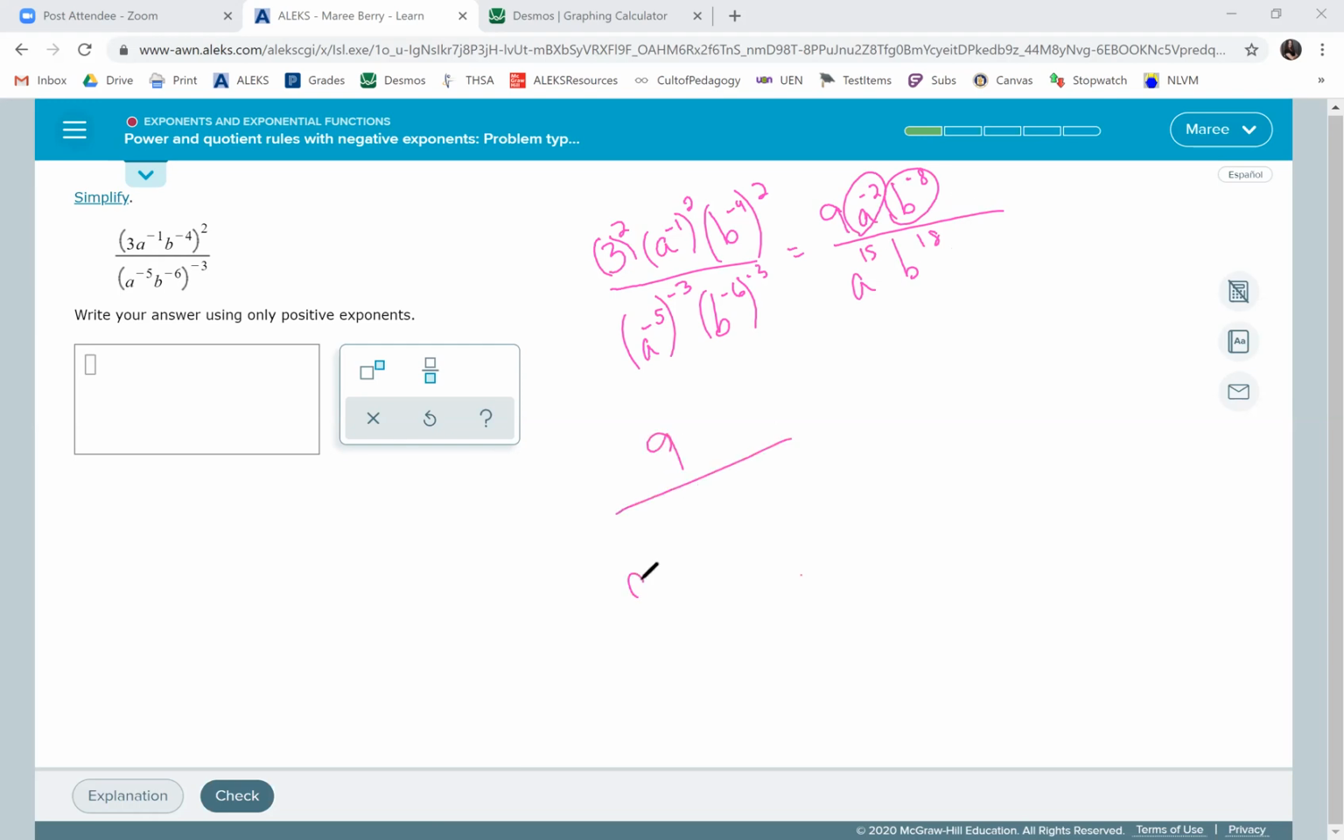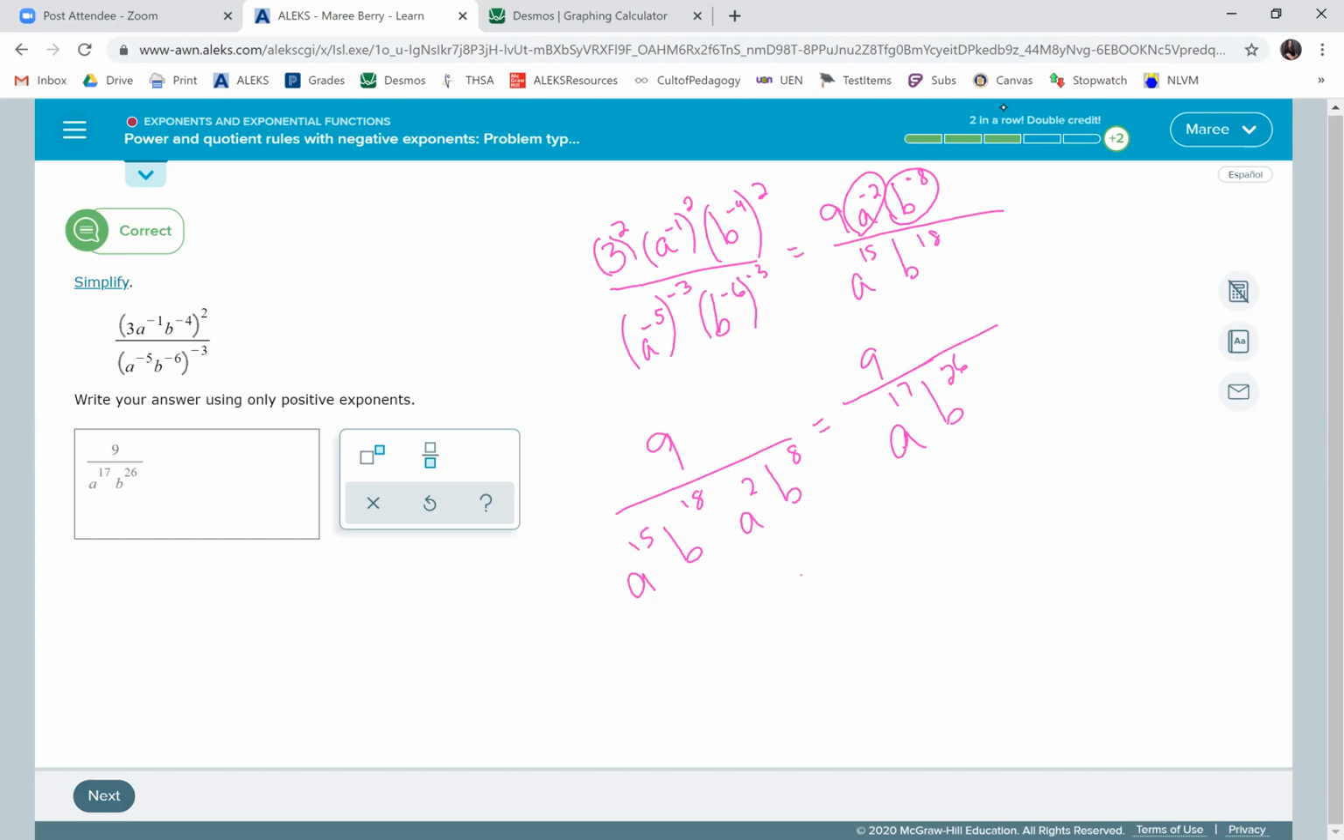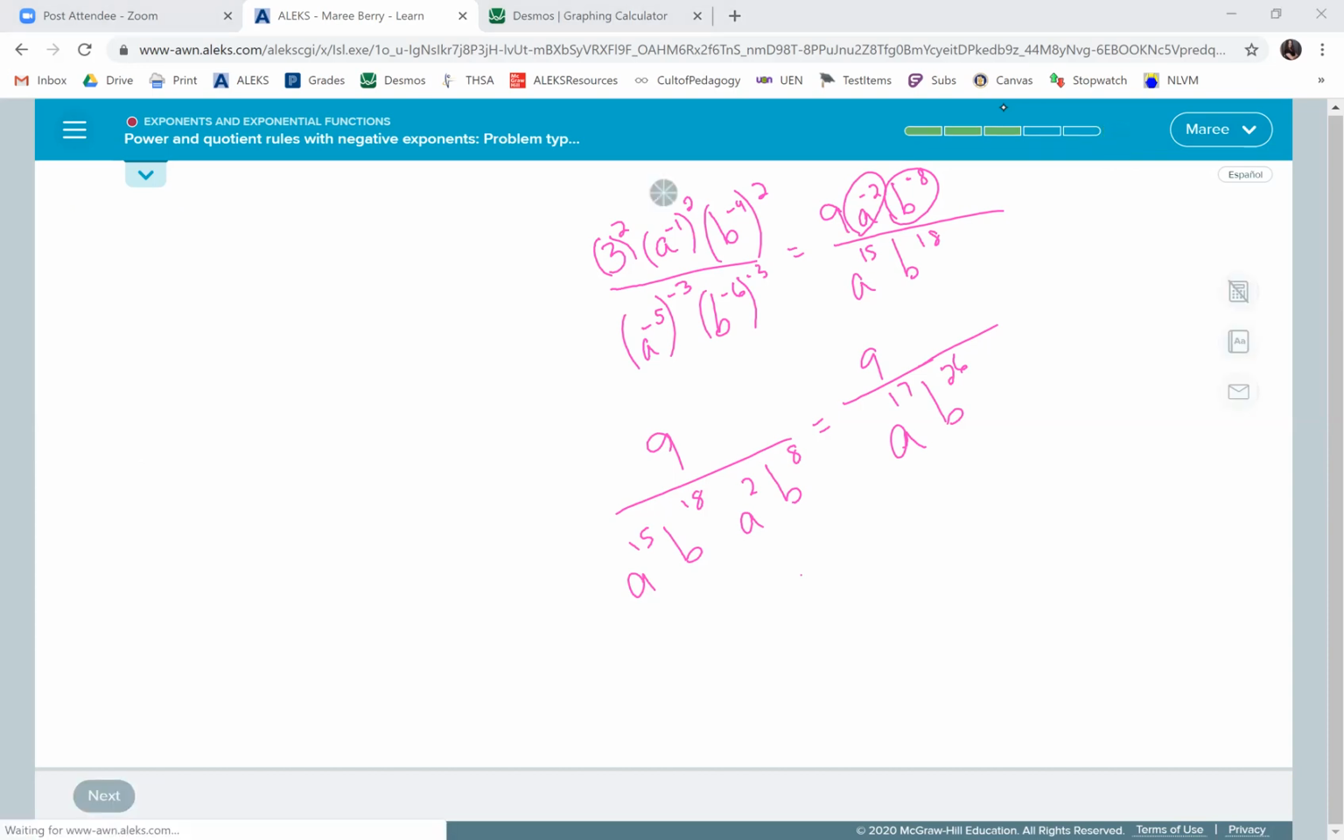So I have 9, I've got the a to the 15th, b to the 18th, then I have a squared and b to the 8th. Now I can add the exponents to get a to the 17th and b to the 26th, I believe. So we're going to put 9 divided by a to the 17th, b to the 26th. I'll tell you, touch screens are the best for this. Okay, we'll go on to the next one.